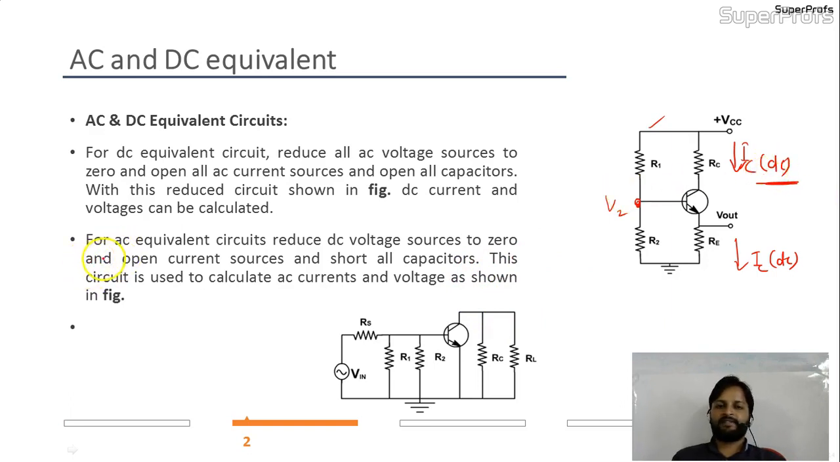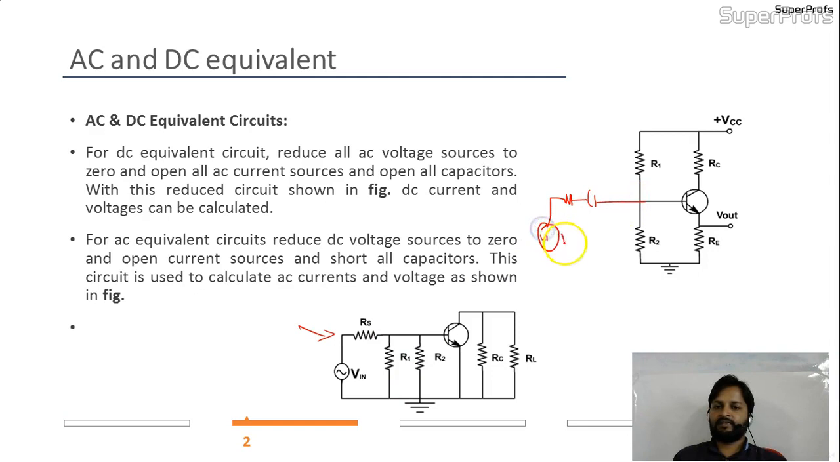Now what about AC? For an AC equivalent circuit, reduce DC voltage source to 0 and open current sources and short all capacitors. We know about this. This circuit is used to calculate AC currents and voltage as shown in the figure. Now please observe this figure. This figure also came from the original one. In this we eliminated all DC part of the circuit.